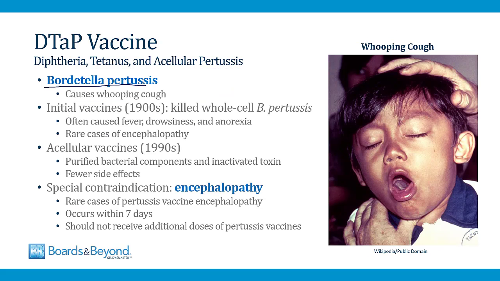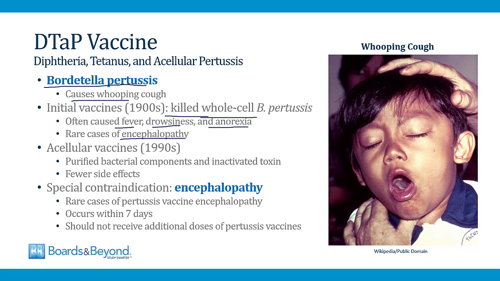Bordetella pertussis is the bacteria that causes whooping cough. The initial vaccines against pertussis developed in the early 1900s were made up of whole bacterial cells of pertussis that had been killed. This version of the vaccine caused children to have fever and drowsiness and sometimes anorexia, and there were rare cases of encephalopathy.